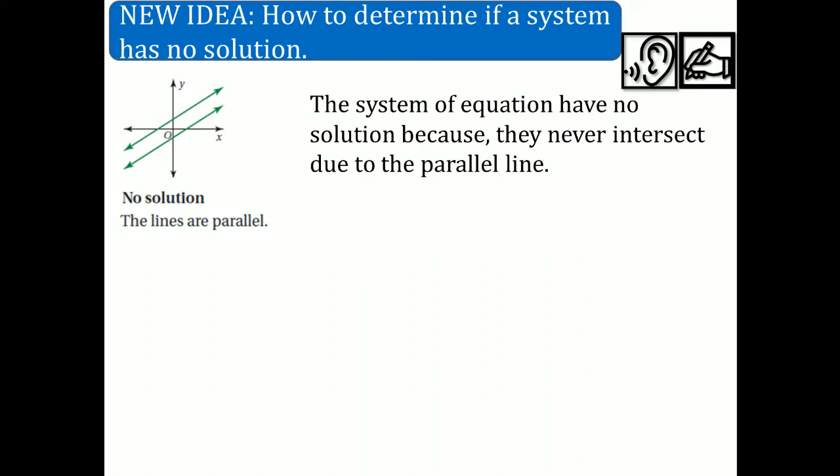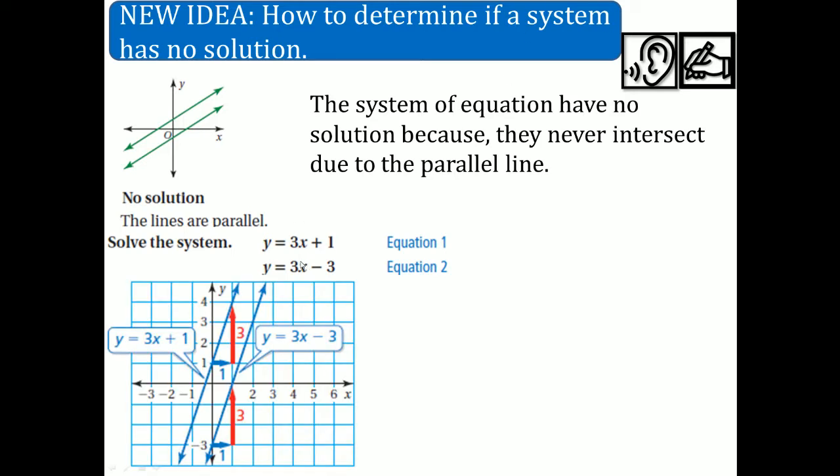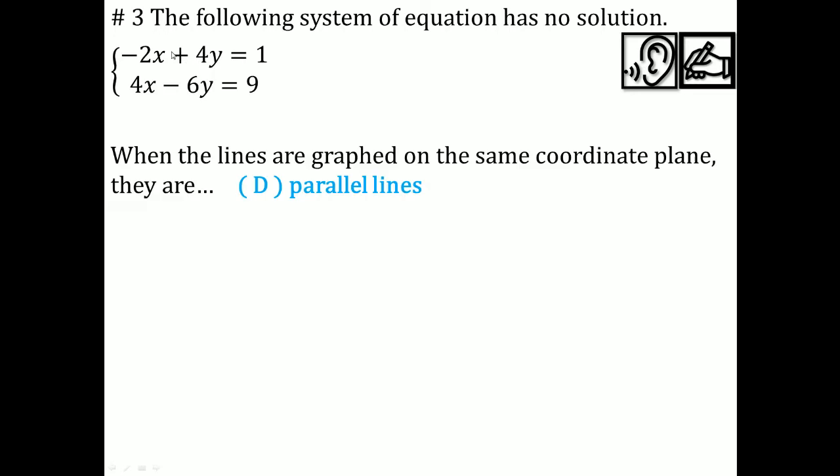They never touch. So here's an example. These two have the same slope. That's why they're parallel lines. Watch, I graph them. Both of them have a slope of up 3 over 1. Right? Up 3 over 1. Same slope. So, number 3. The following system has no solution. I have this equation.